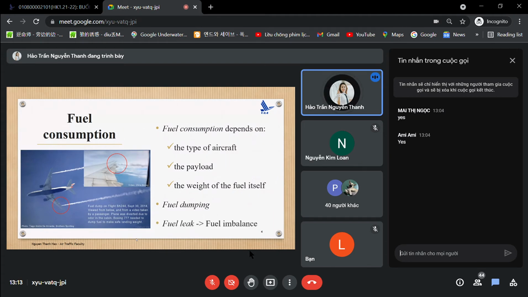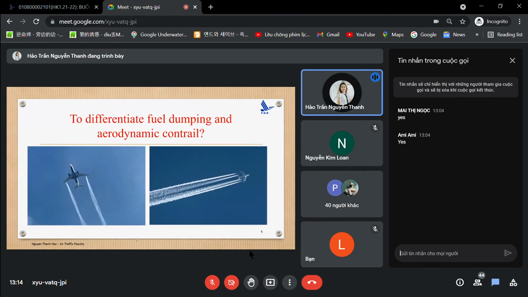And finally, it is about the fuel leak. A fuel leak is when there is a leakage of fuel, and this can lead to the situation where the aircraft runs out of fuel. So it is a very dangerous problem.